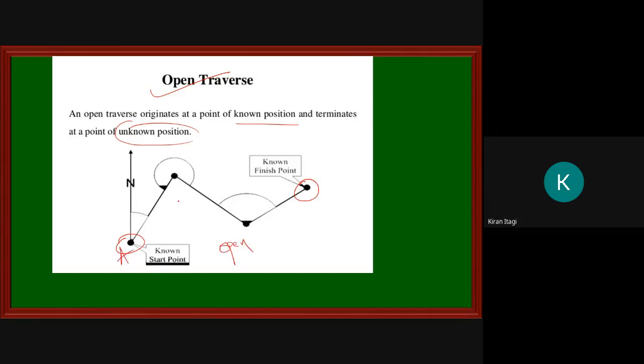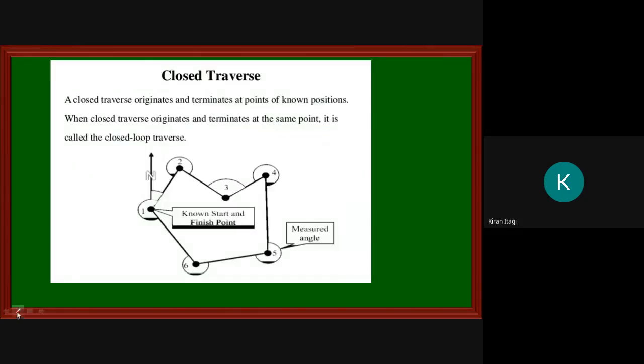I will call this one station A, station B, station C, and station D, and I will be knowing the length. This is 2 meter, this is 4 meter, this is 5 meter, whatever it may be, and the angle will be 20 degree, this will be 270 degree, this will be 160 degree, like this. This is the open traverse. This you can see in road alignment.